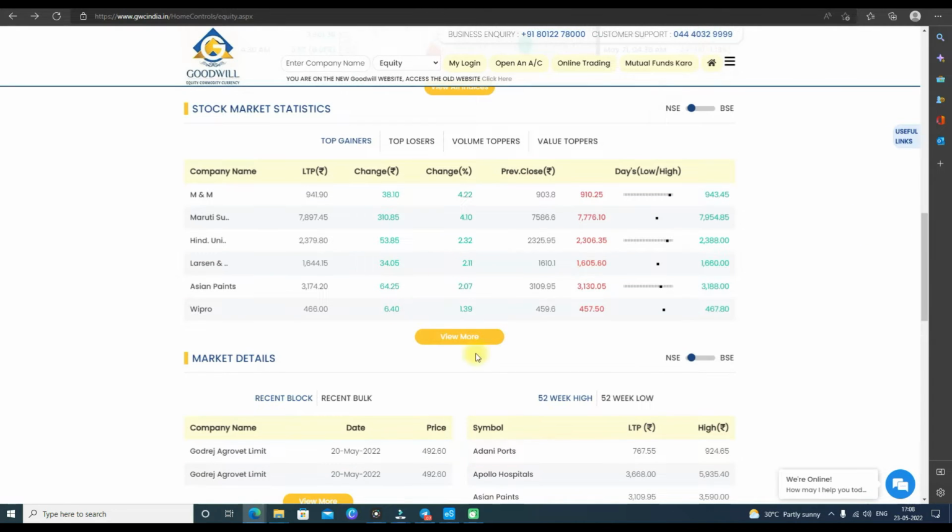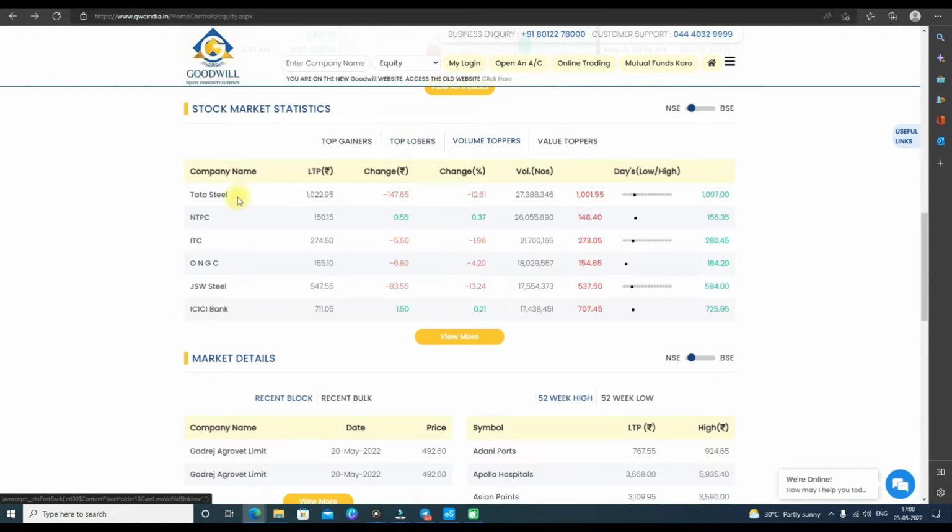After that we can view more companies in terms of top gainers. Then we can see the top losers. For top losers we have companies like JSW Steel, Tata Steel, Divi's Lab, ONGC, Hindalco, and Ultratech, while the other columns were totally the same as I have already explained in the top gainers format.